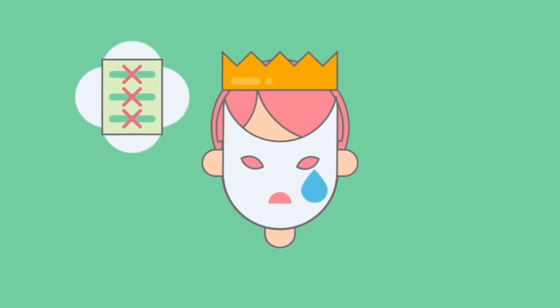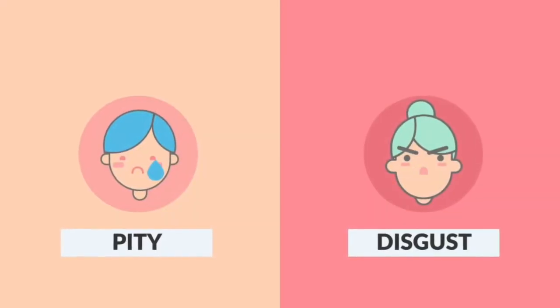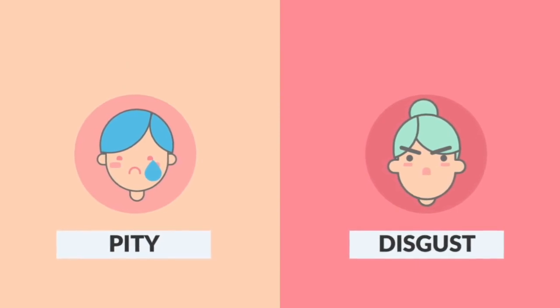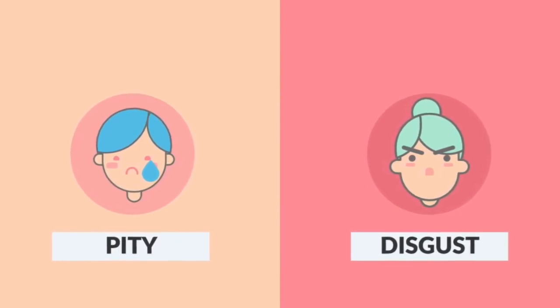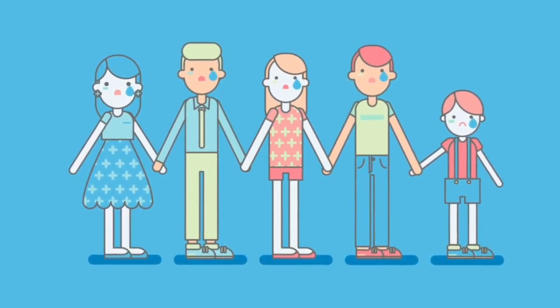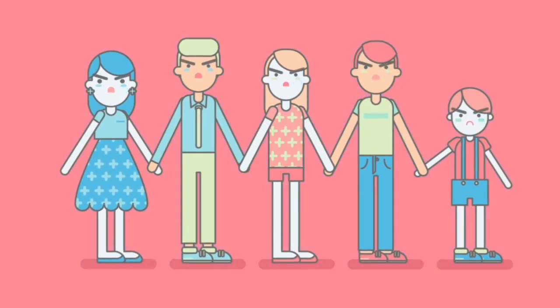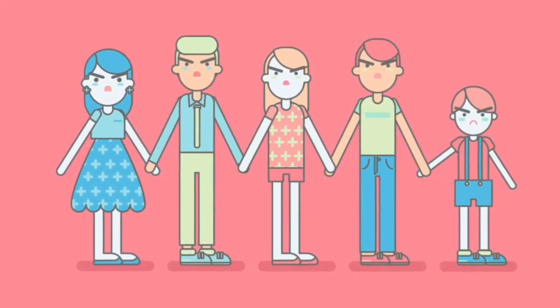Now let's look at the second weapon someone uses when playing the victim: pity and disgust. Here the person playing the victim claims that they did not give you legitimate consent when they actually did. They're trying to claim they didn't give you legitimate consent so that others feel pity for them and disgust for you.